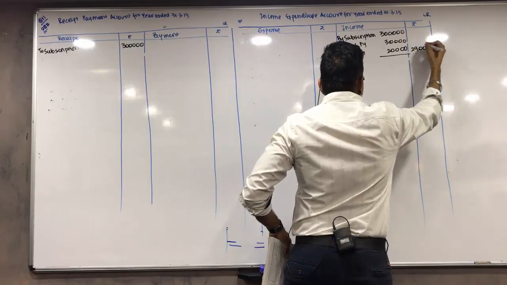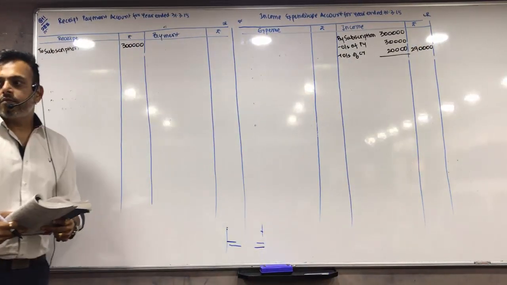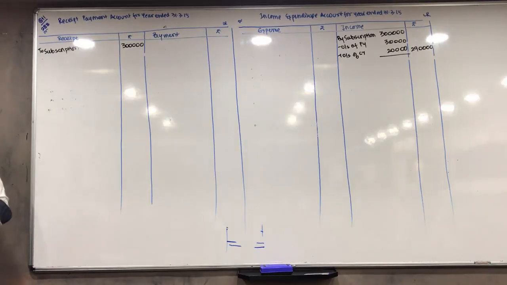2,90,000. पता चल गया सबको? Very important. हर एक समय ये adjustment आएगा.